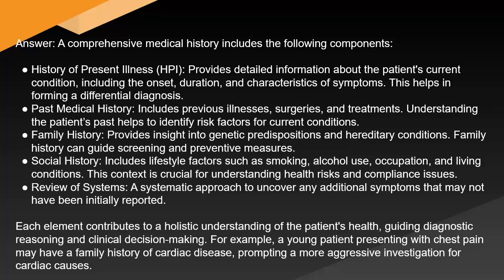Review of systems: a systematic approach to uncover any additional symptoms that may not have been initially reported. Each element contributes to a holistic understanding of the patient's health, guiding diagnostic reasoning and clinical decision-making. For example, a young patient presenting with chest pain may have a family history of cardiac disease, prompting a more aggressive investigation for cardiac causes.